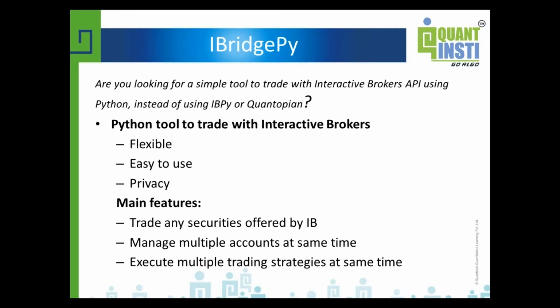The third one is privacy. Privacy is very important because if you think about it, if you have a large amount of money you need to manage, do you feel comfortable giving your password and your credentials to a third-party website? Is that safe enough? I don't think so personally. That's why I developed IBridgePy, a standalone program that runs on your computer and fully controls your privacy. That's very, very important for serious traders.